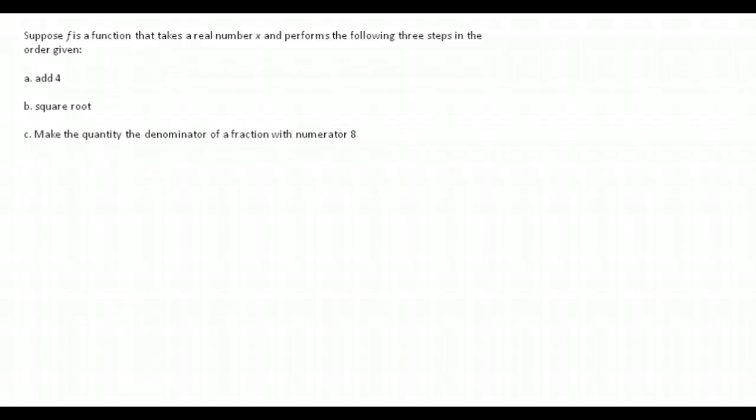Suppose f is a function that takes the real number x and performs the following three steps in the order that's given. So we want to build a function that does what they're asking in the order given. They were nice enough to tell us what variable they wanted us to use. They want us to use the variable x, and the name of the function is f. So when we label this, our function will be f of x. It's a function of the variable x.